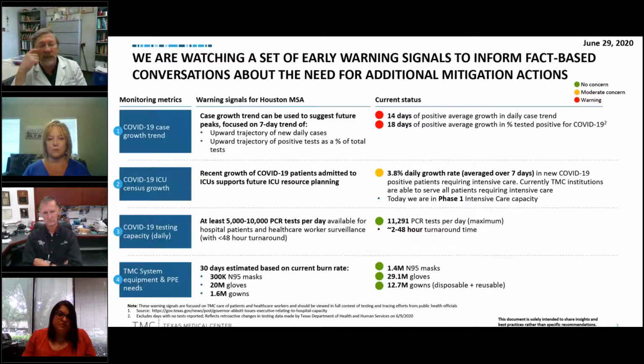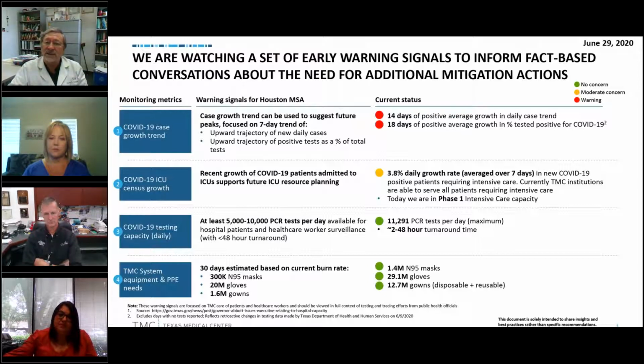So at the Texas Medical Center, we follow a series of early warning signals. We've been monitoring them. One, irrespective of the hospitals, is what we've just seen already, the case growth trend. And as we've seen in my previous slides, the rates are going up, and they've hit what we call our red zone. That means that there's been at least 14 days of positive average growth in the number of cases every day, but an even longer period of positive average growth of the percent positive tests for COVID-19.